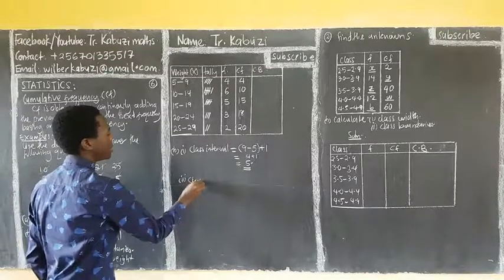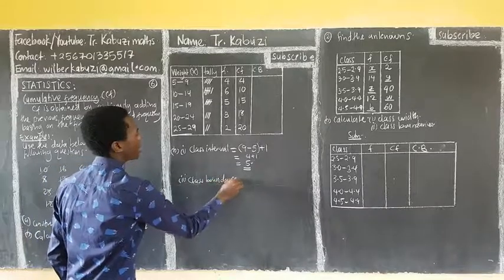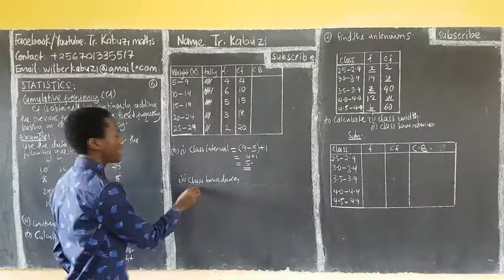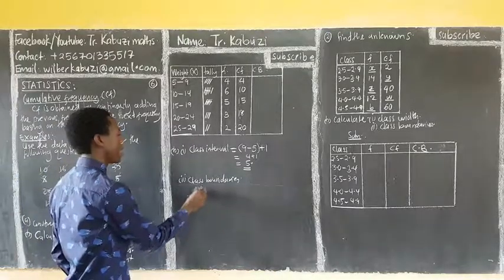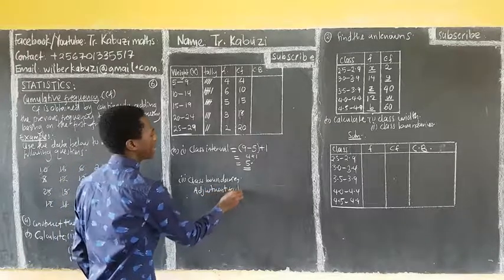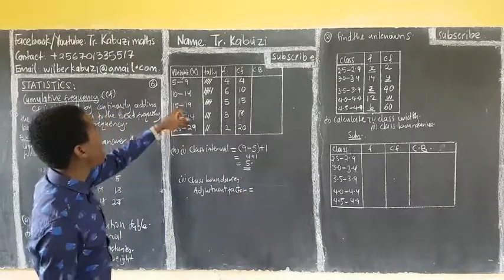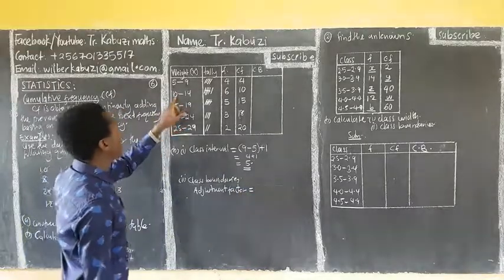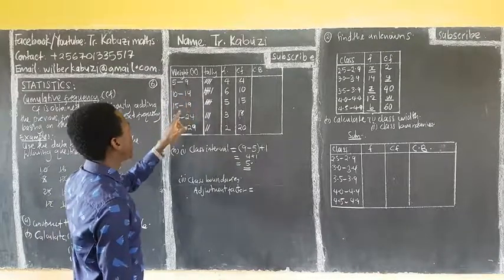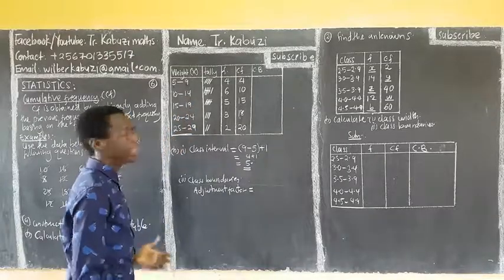Amendment 2, class boundaries. Now we said in class boundaries, we did what we call the adjustment factor, so our AF. How do you get the adjustment factor? How do we get this factor that we subtract and we add? You get this minus this divided by 2, then all this minus this then by 2. That's why we got the adjustment factor.